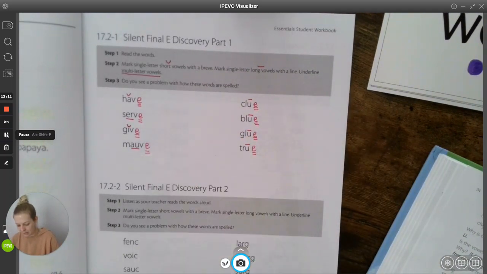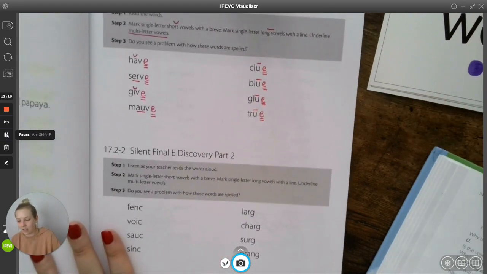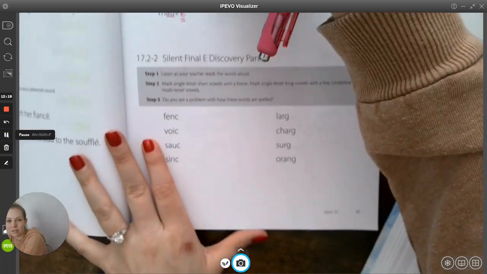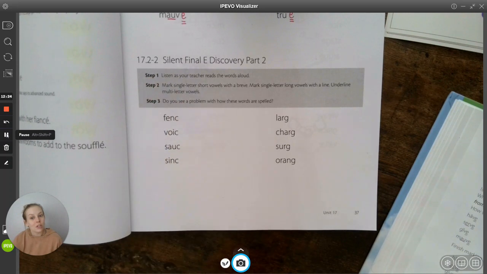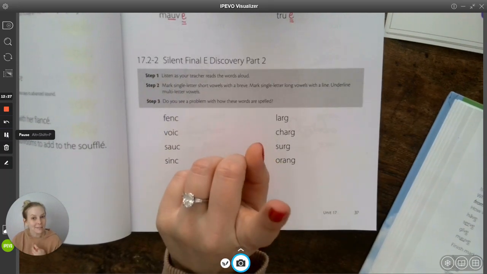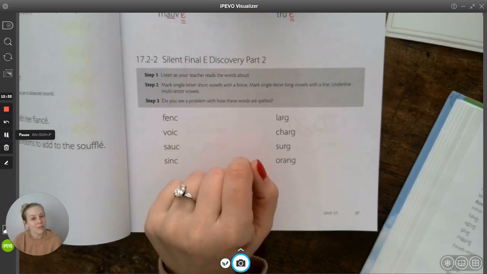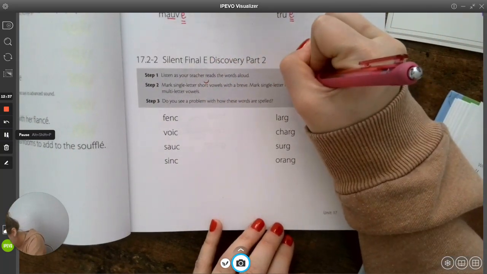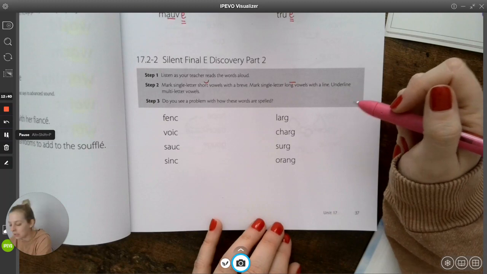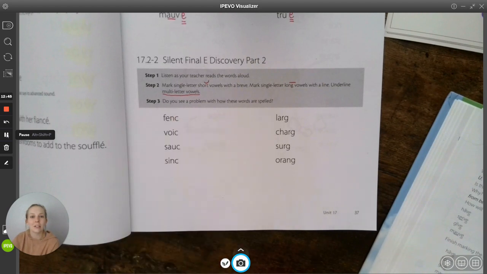Good. All right. Part 2, moving on down here. Let me put my camera down a little bit. All right, so different steps. First, you're going to listen to me as I read the words aloud. Then, mark single letter short vowels with a breath. Mark single letter long vowels with a macron. And underline multi-letter vowels. And then you're going to find the problem with them, okay?